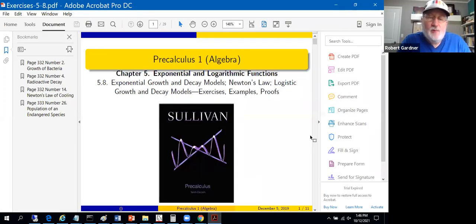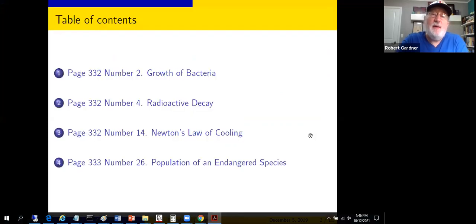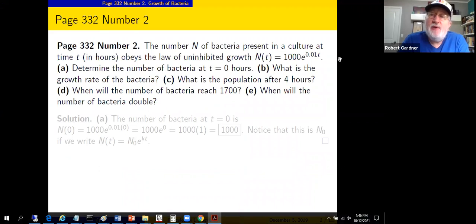So looking at some examples from the section. Number 2 deals with growth of bacteria and tells us the following. The number n of bacteria present in a culture at time t, measured in hours, obeys the law of uninhibited growth, n of t equals 1000 e to the 0.01 t.